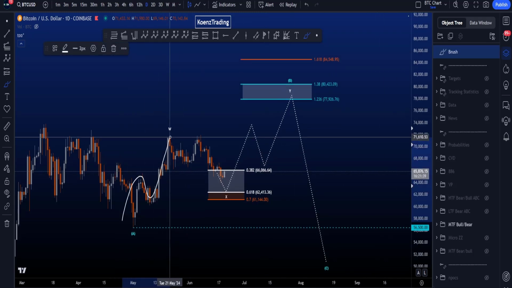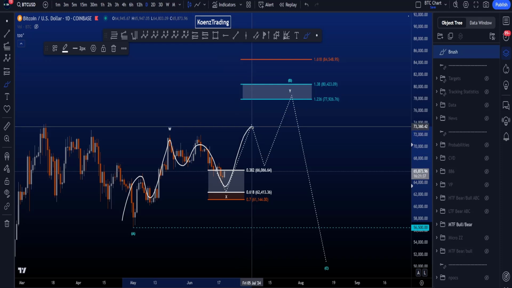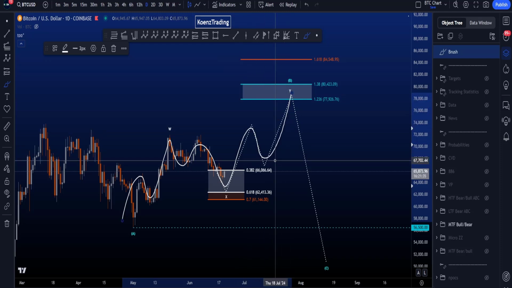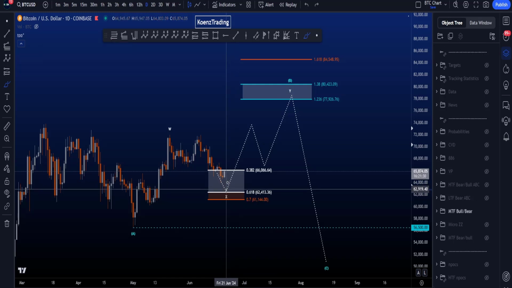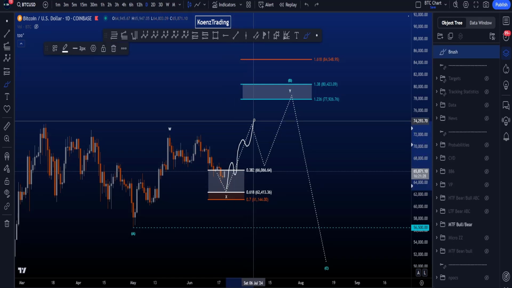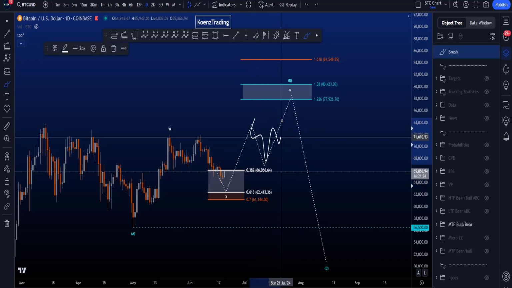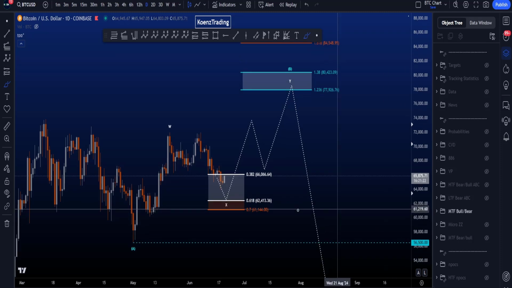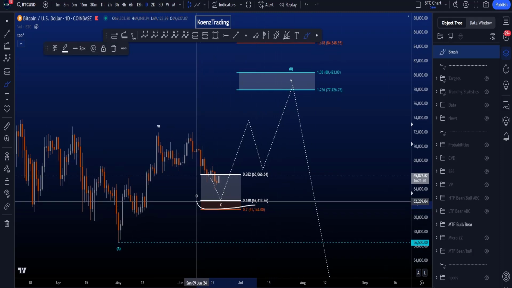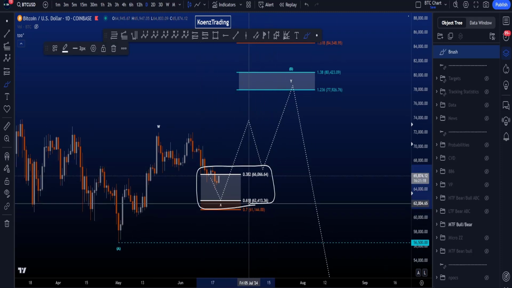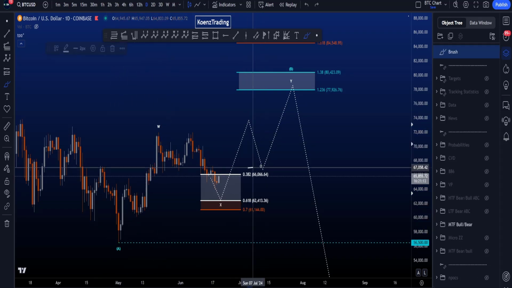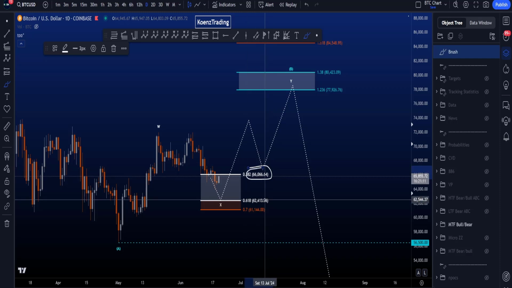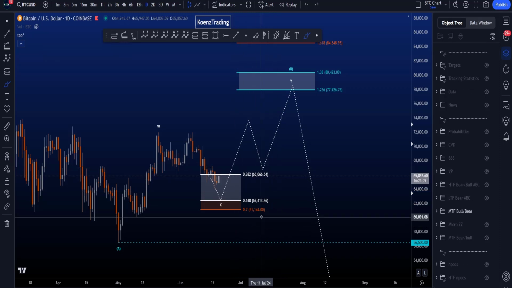We have a zigzag here in W, a corrective structure in X, looking for another zigzag 5-3-5 to the upside, which means that after wave X is finishing, we want to count an impulse 1, 2, 3, 4, 5 towards the upside, look for a 3-wave retracement and another 5-wave impulsive move. The common target for your wave X is between the 0.382 and the 0.618 Fibonacci, taken from the start to the end of W, giving you a target between 66.1k and 62.4k.